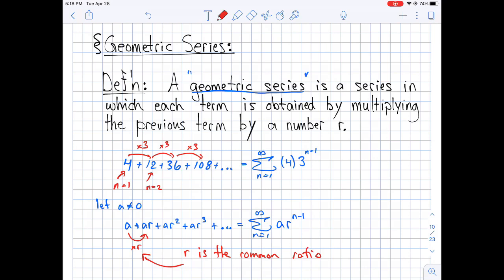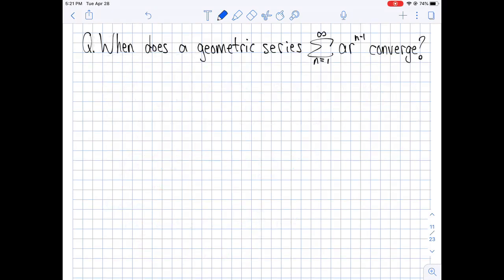Now that we've seen how to picture a geometric series, again, a geometric series is just one where, to get from one term to the next term, you multiply by a common ratio. Let's take a look at how we can tell when a geometric series is convergent and when a geometric series is divergent. Okay, so here we're going to look at a geometric series, and we want to know when this series converges, and at the same time we'll figure out when this series diverges.